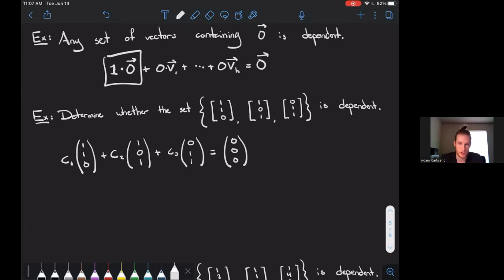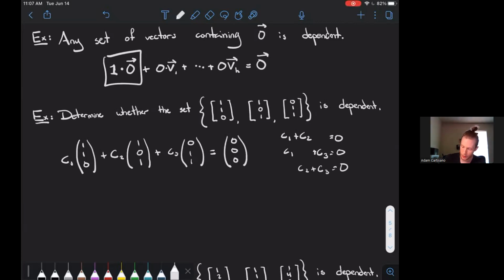That's a system of linear equations, right? Just like before. In fact, this is a homogeneous system of linear equations. Homogeneous because the constant terms of the linear system are all 0. Let me write down the actual system. It's C1 plus C2 equals 0. C1 plus C3 equals 0. And C2 plus C3 equals 0. Homogeneous system.